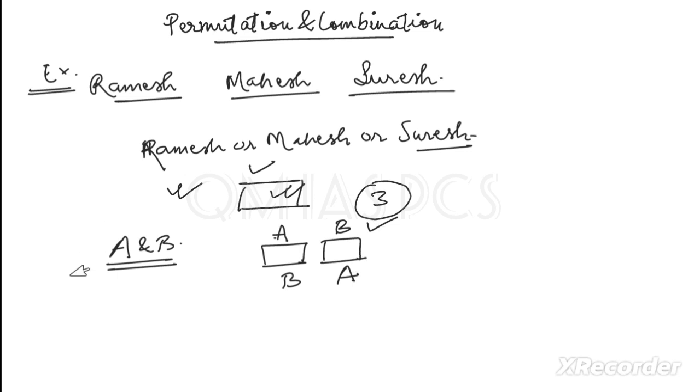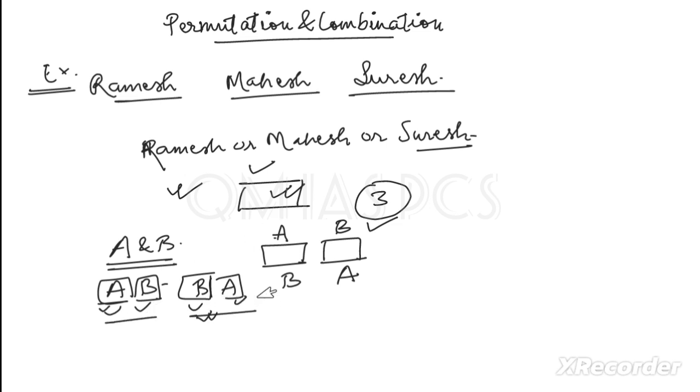Both are seated in both chairs, like AB and BA. So what is the difference? The difference is the order. In the first arrangement, A occupies the first chair and B the second chair, but in the other arrangement B has occupied the first space and then A has occupied the second. So there are two arrangements. Why? Because here the order matters. That's why there are two possibilities.